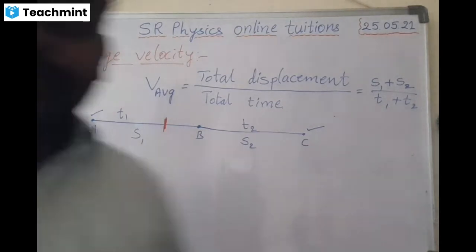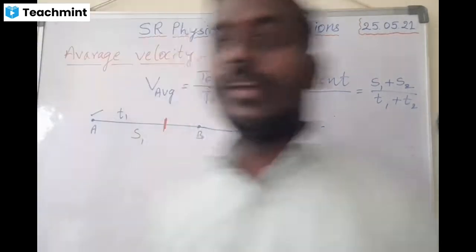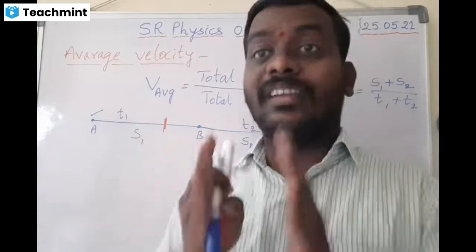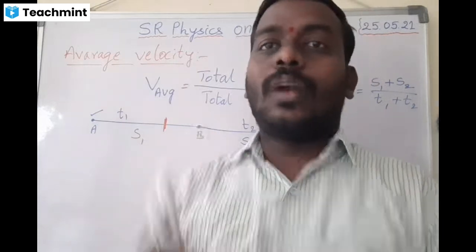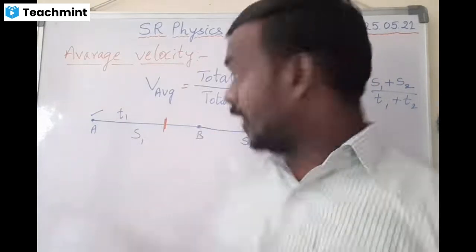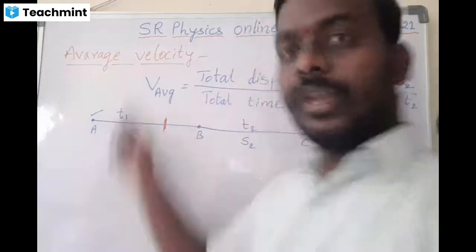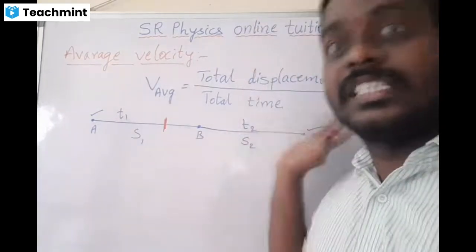So here, instantaneous means at one particular instant of time, whatever the velocity is. Not only at this particular time, we can take it at any other time, at any instant.